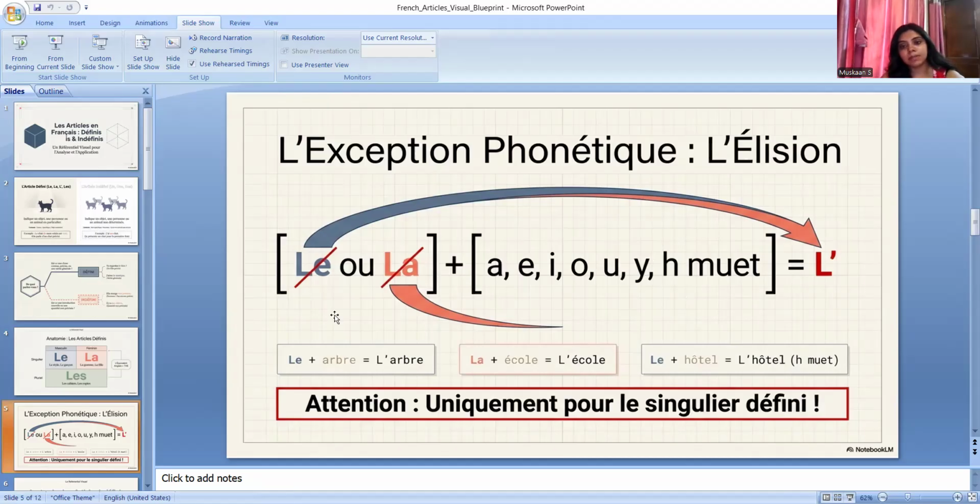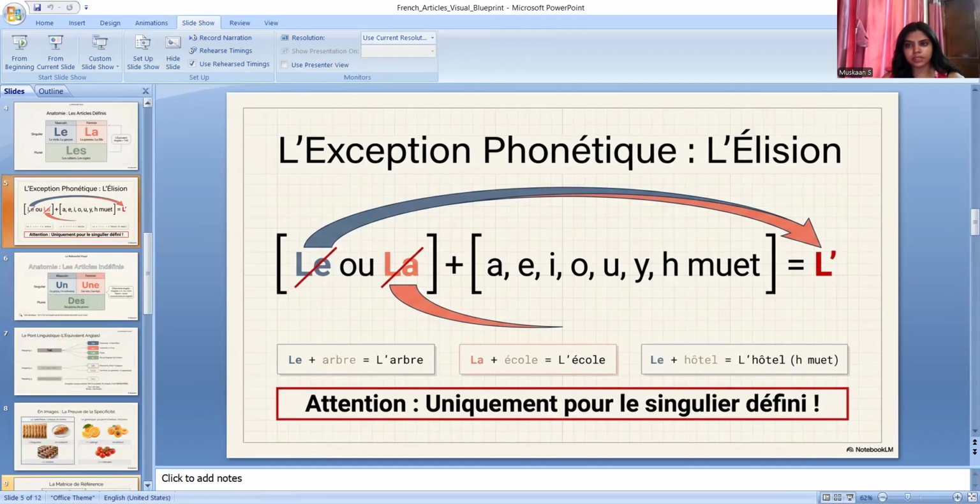Like I have this example here. Now the noun here is masculine, but it is starting with a vowel, so it will be L apostrophe. La plus école, l'école. Le plus hôtel, l'hôtel. Attention uniquement pour le singulier défini. It is only for singular definite articles. We don't use it for indefinite ones. For indefinite ones, they are different, but this is just for definite ones.